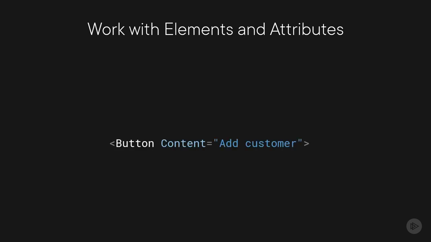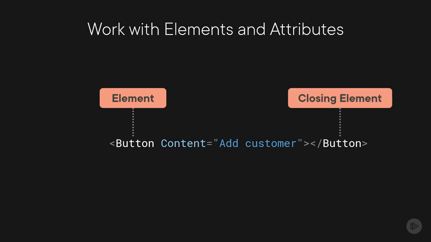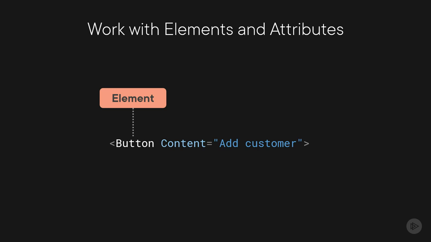In the previous module, you added a button like this to the main window of the customer's application. Button is an element. As SAML is based on XML, you need to close elements correctly. So here, you can add a closing element to get valid SAML. But as there is nothing between the opening element and the closing element, you can omit the closing element and you can close the element directly with a slash. This is now a so-called self-closing element.